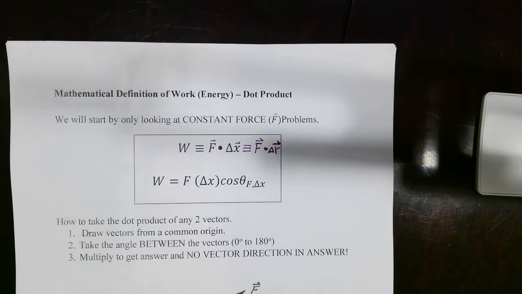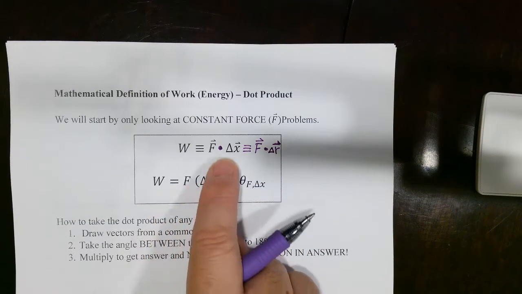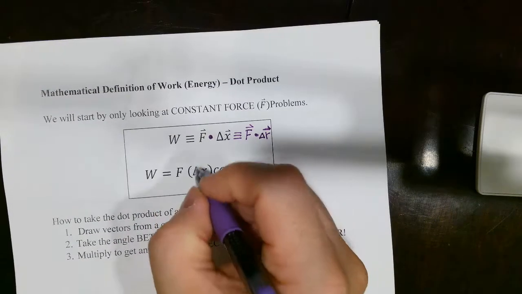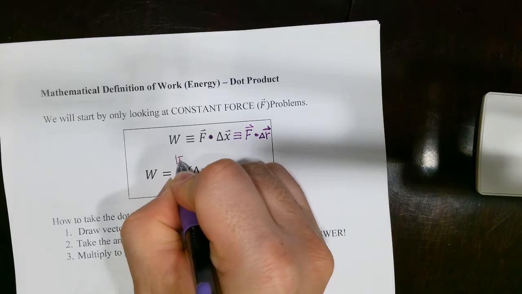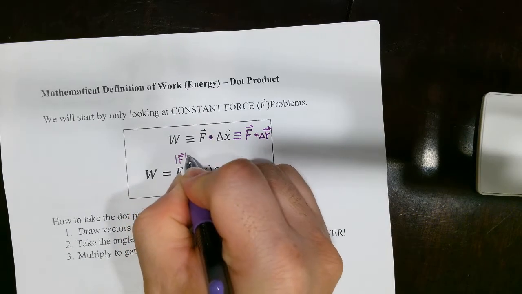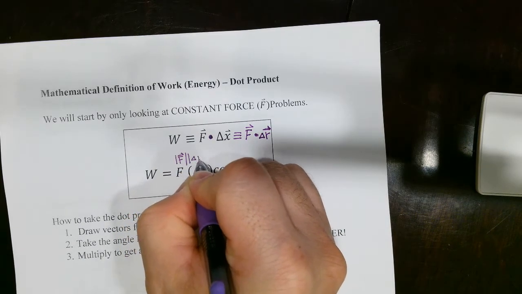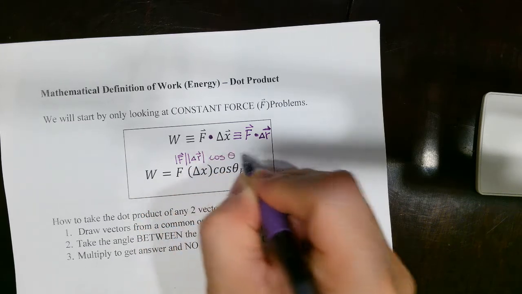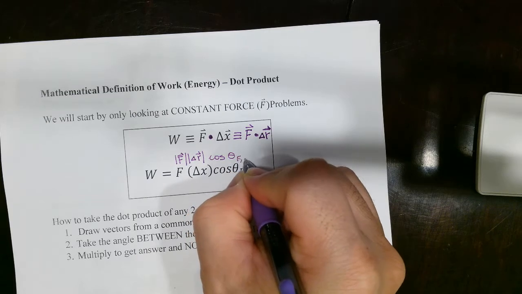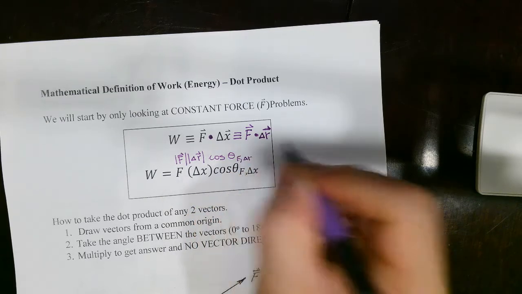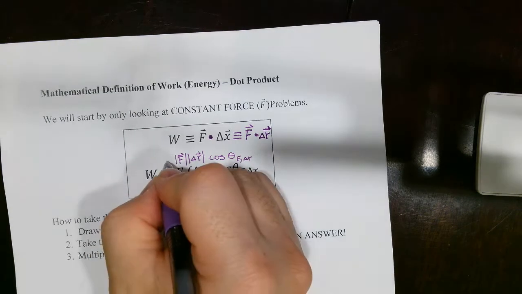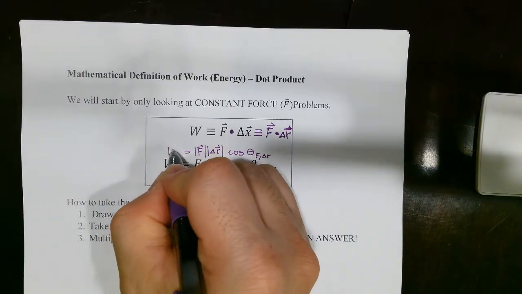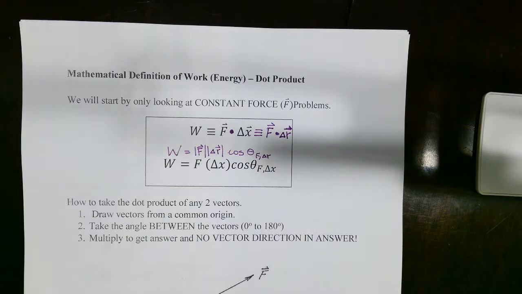Now we all know from chapter 3, the work, the dot product itself, is the magnitude of the force times the magnitude of the displacement, times the cosine of the angle between F and delta R. That's the definition of the dot product.